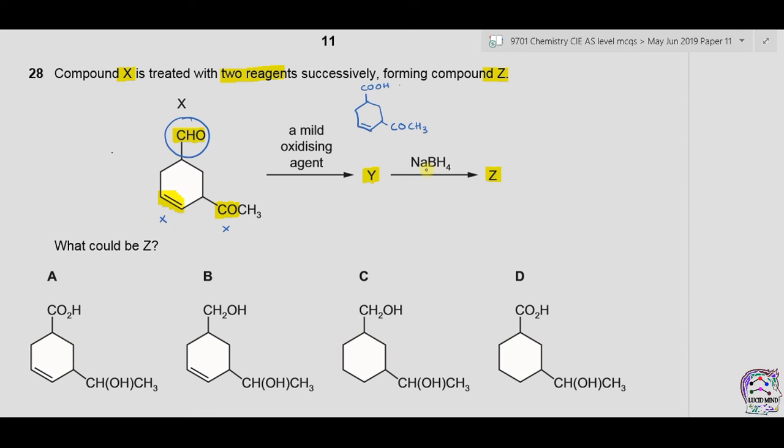Second reaction is with NaBH4, which is sodium tetrahydroborate, and it acts as a reducing agent. So now we can see that alkene is not reduced. Carboxylic acid cannot be reduced by this reagent. Only ketone is reduced back to secondary alcohol. So the product Z formed will be like this. We have COOH still present, alkene is still present, while ketone is converted into secondary alcohol.